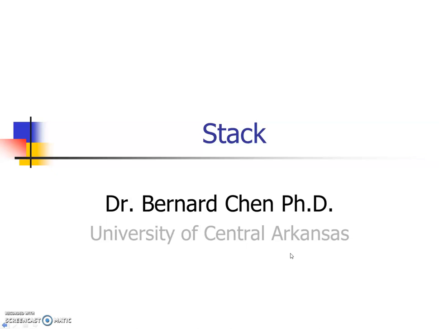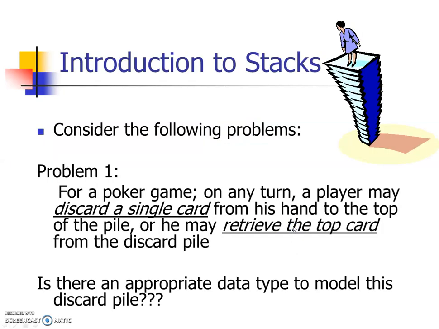In order to let you understand, let's take a look at three interesting examples. Consider you are writing a program for playing cards. So for a poker game, this structure needs to do the following things. On any turn, a player can discard a single card from their hand to the top of the pile. So that's one choice of the operation. Or instead of discarding a card, they can retrieve the top card from the pile. So this is the kind of scenario that we are facing in the stack situation.